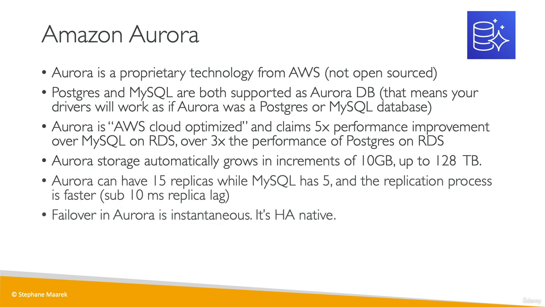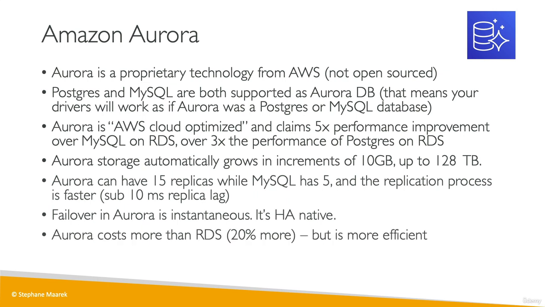Now, if you do failover in Aurora, it's going to be instantaneous. So it's going to be much faster than a failover from multi-AZ on MySQL on RDS. And because it's cloud native, by default, you get high availability. Now, although the cost is a little bit more than RDS, about 20% more, it is so much more efficient that at scale, it makes a lot more sense for savings.